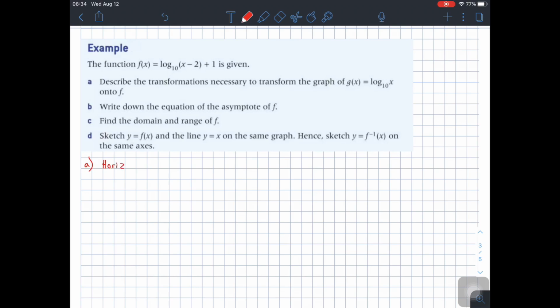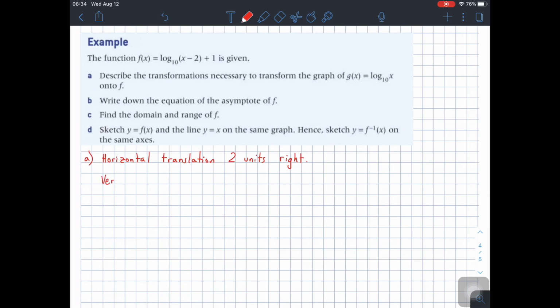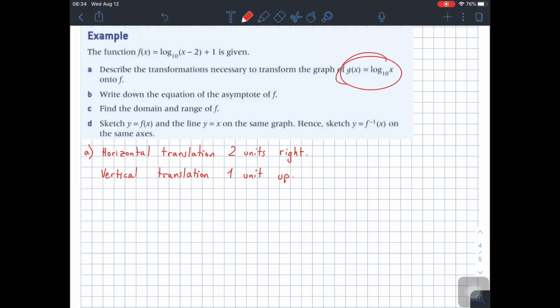Horizontal translation 2 units right. Okay, and then this +1 outside the parentheses is causing a vertical translation 1 unit up. Okay, so vertical translation 1 unit up. So those are the two transformations to map this function into f.